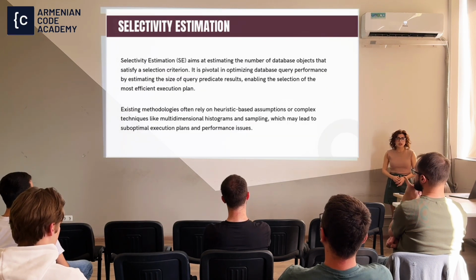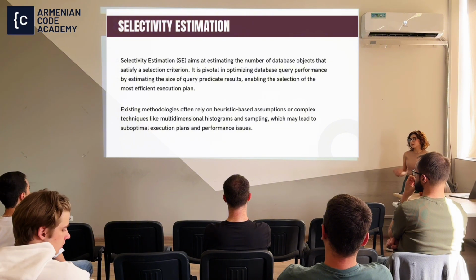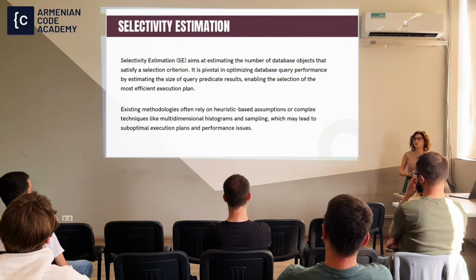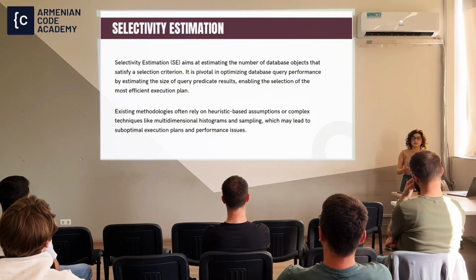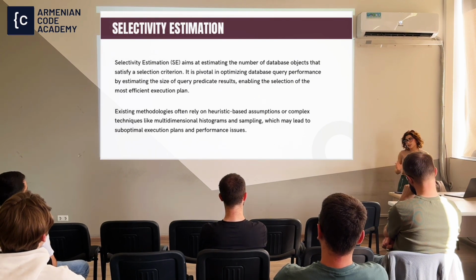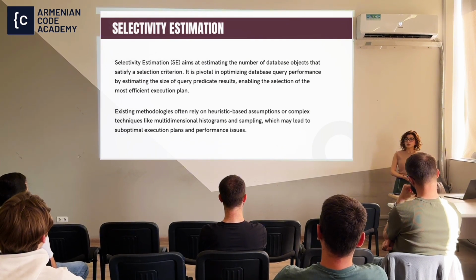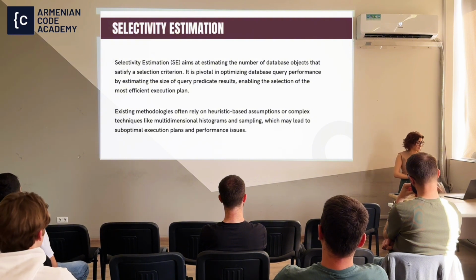So selectivity estimation. The term itself means that it aims at estimating the number of database objects that are returned when we are doing a query. There are existing technologies, existing methodologies that use, for example, heuristic approaches or histogram approaches, and sometimes they lead to performance issues. They lead to suboptimal execution plans.